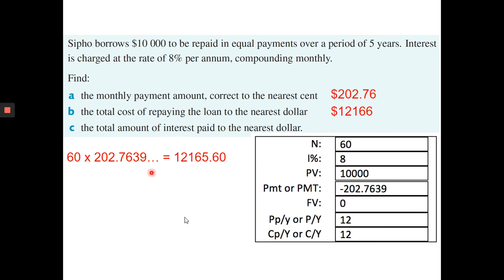The total interest paid to the nearest dollar. So again, we don't need to use the finance solver. That's how much he borrowed. That's how much he paid altogether. So the interest is that take away that, 2166.